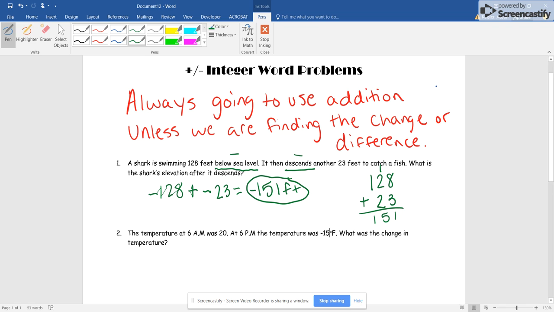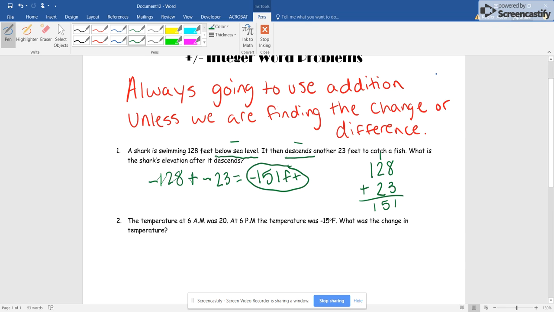All right, our second one says the temperature at 6 a.m. was 20 degrees. At 6 p.m., the temperature was negative 15 degrees. What was the change in temperature? Well, there's our keyword that we talked about earlier. Change is right there in the problem. So I know I'm going to be writing a subtraction expression.